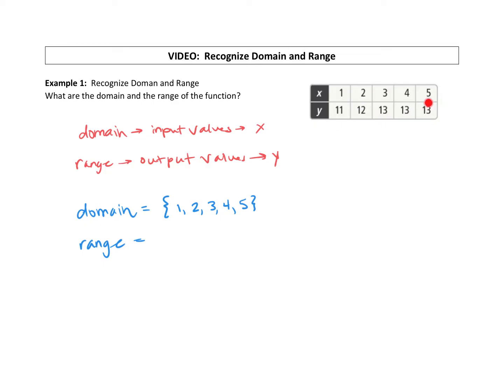are these y values. Now, one thing I want to point out, our y values, we have 11, 12, and then 13, 13, 13. When we write these out, if you have repeated values, we don't actually write those repeats. The range has an output of 13. We don't need to write the 13 three times. So we've got 11, 12, and 13 in our range. And again, the range are those output values. Our domain, we are inputting a 1, 2, 3, 4, 5, and we are getting back as output values 11, 12, and 13.